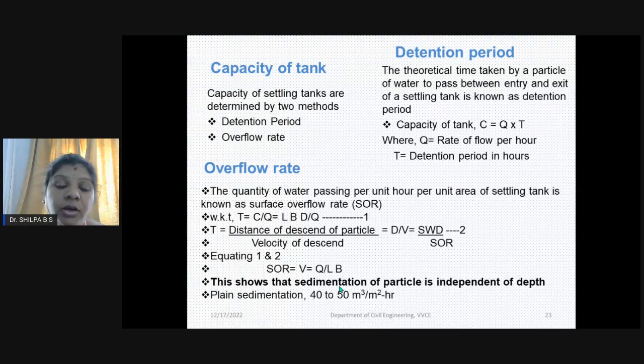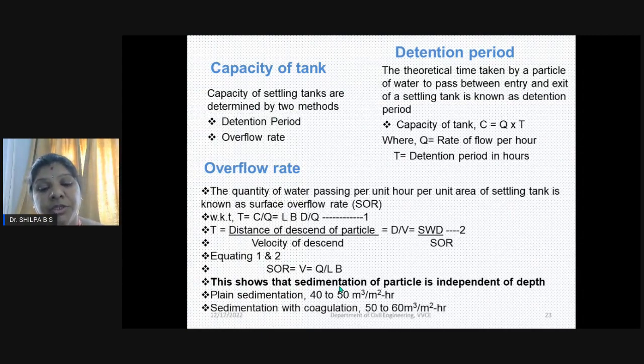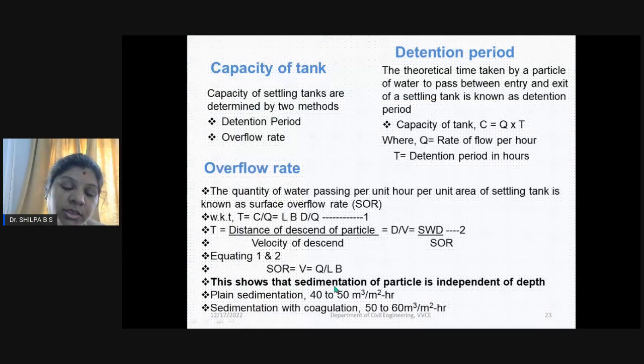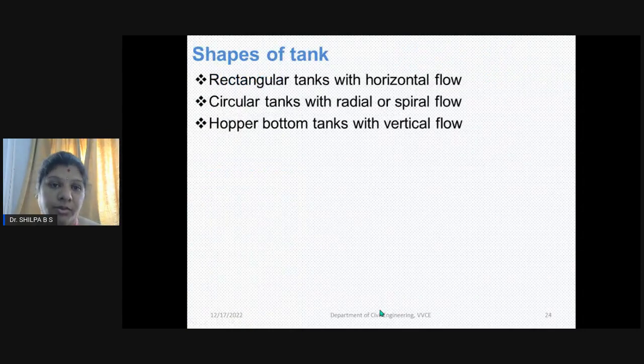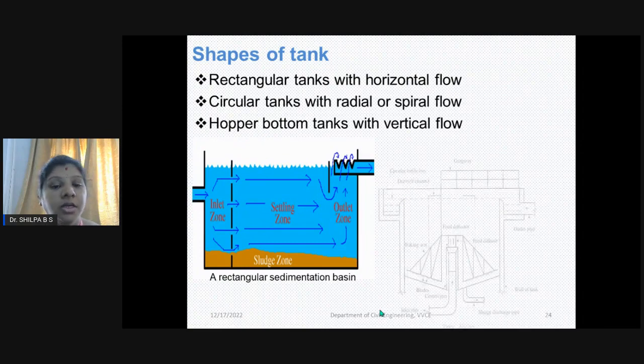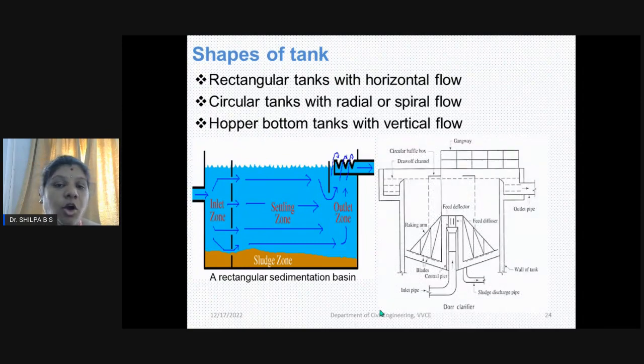Depending on the type of sedimentation tank, we can have various surface overflow rates. For plain sedimentation, the overflow rate criterion is 40 to 50 meter cube per meter square hour, whereas in the case of sedimentation with coagulation it is 50 to 60 meter cube per meter square hour. The shapes of the tank that we use are rectangular, circular, and hopper bottom.